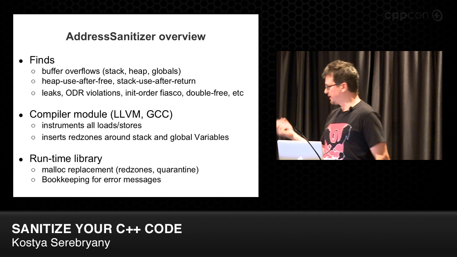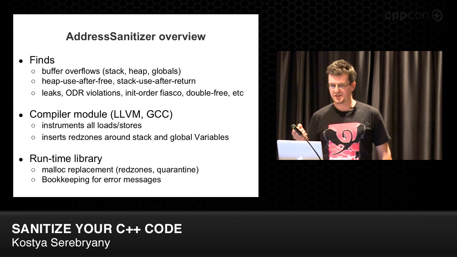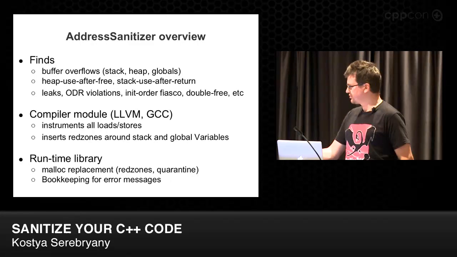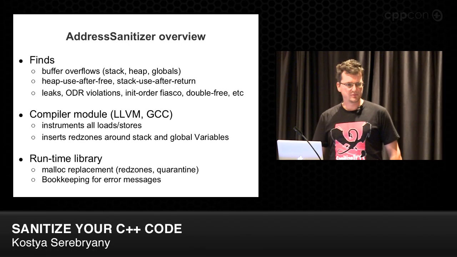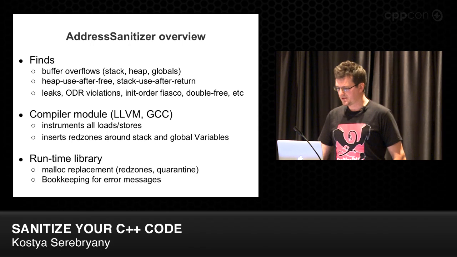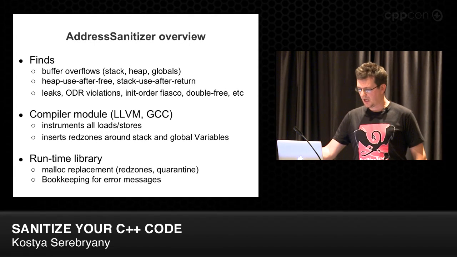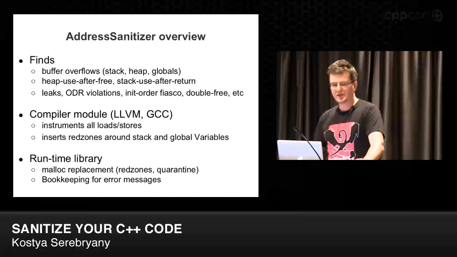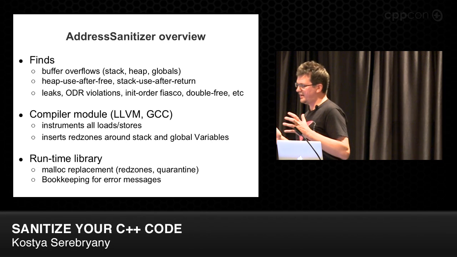It consists of 2 parts. First is a compiler module, and we have implementations in both major open source compilers, LLVM and GCC. The compiler module instruments all loads and stores in the program and inserts red zones around stack and global variables. And then the second part is a runtime library, which is basically a sophisticated malloc replacement. It also does some bookkeeping for error messages.